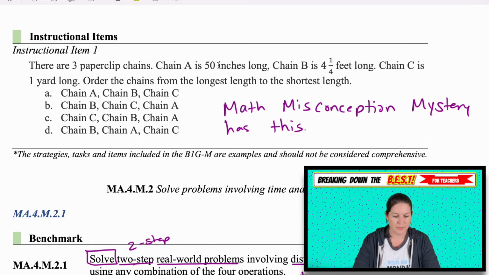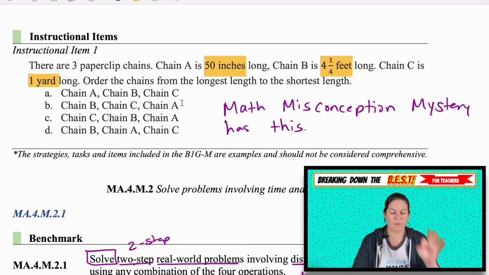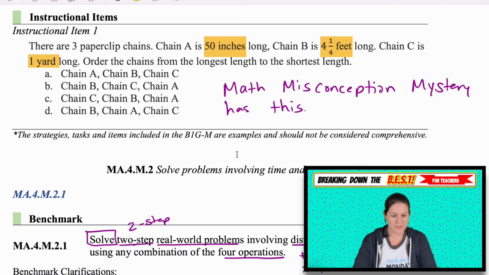And I made a note that here is ordering. We've got 3 paper clips. One is 50 inches, one is 4 1/4 feet. Notice that fraction piece right there. And the other is 1 yard long. So we have 3 different units of measure, and we need to order the chains from longest to shortest. And just so you know, there is a math misconception mystery video on this. So I think that's it there.